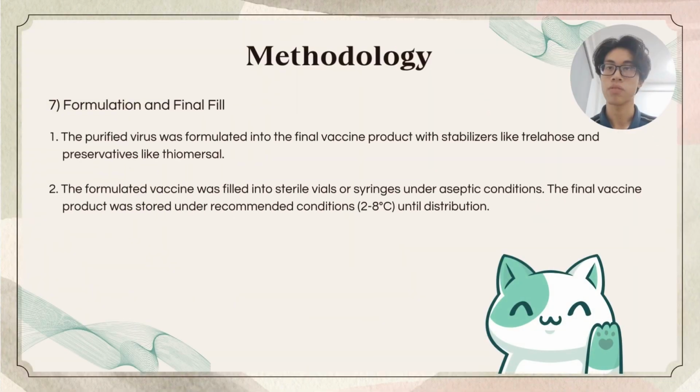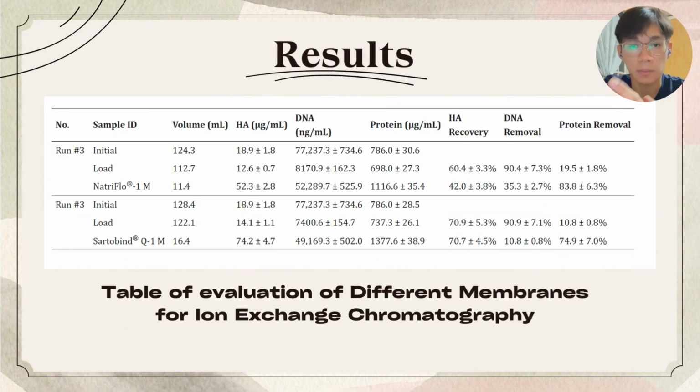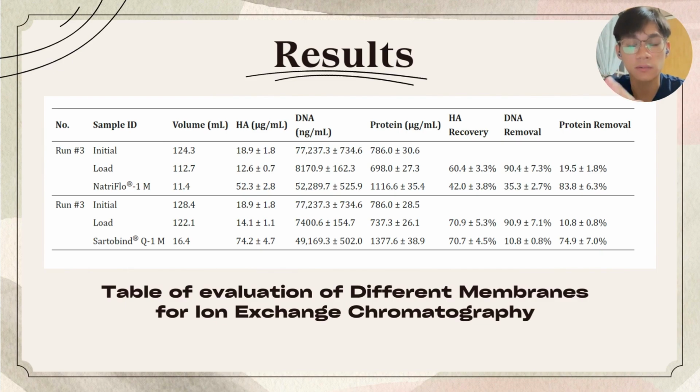The last step is formulation and final fill. In the final formulation and fill stage, the purified virus was combined with stabilizers to create the final vaccine product. This formulated vaccine was then carefully filled into sterile vials or syringes under strict aseptic conditions to ensure safety and purity. The completed vaccine was stored at recommended temperatures, typically between 2 to 8 degrees Celsius, until it is ready for distribution. And as for my part, I will be talking about the results and data for the research.